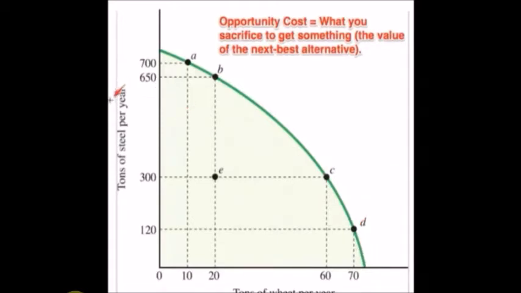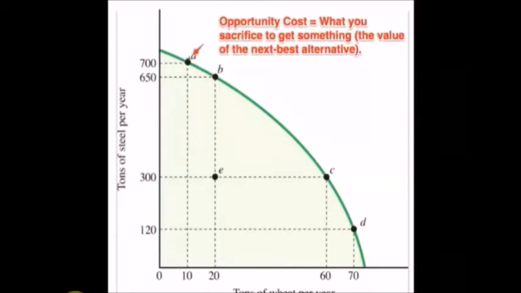So in this example, we're going to assume that in this economy you can produce steel or wheat, or some combination of steel and wheat. This dark green line is the production possibilities curve. Along this line, we're assuming that you're using all resources that can be used to produce steel and wheat, and you're using them efficiently. Now, when we look at that, what does that mean?